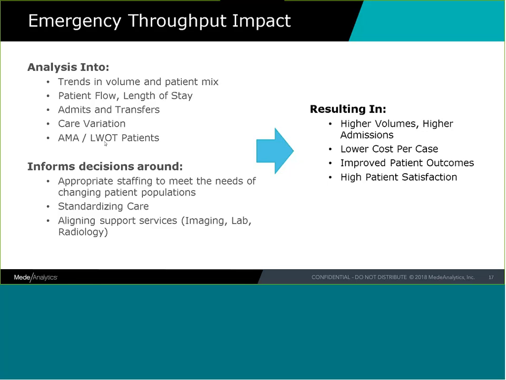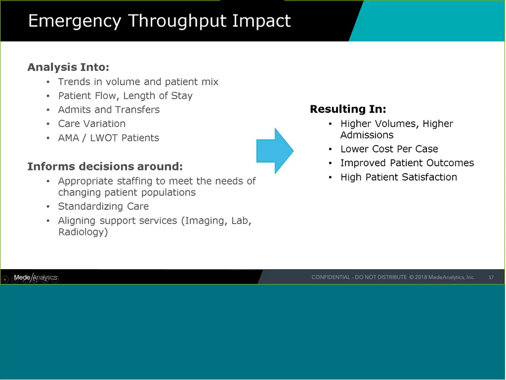So this information helps us appropriately staff and standardize care in the emergency room, particularly for stroke patients or STEMI patients. And then, how can we align those support services, who are trying to manage a number of customers across the hospital, to make sure that they're prioritizing or appropriately staffed to handle the volume and trends of when the need from the emergency room is highest: imaging, lab, radiology, or consults.